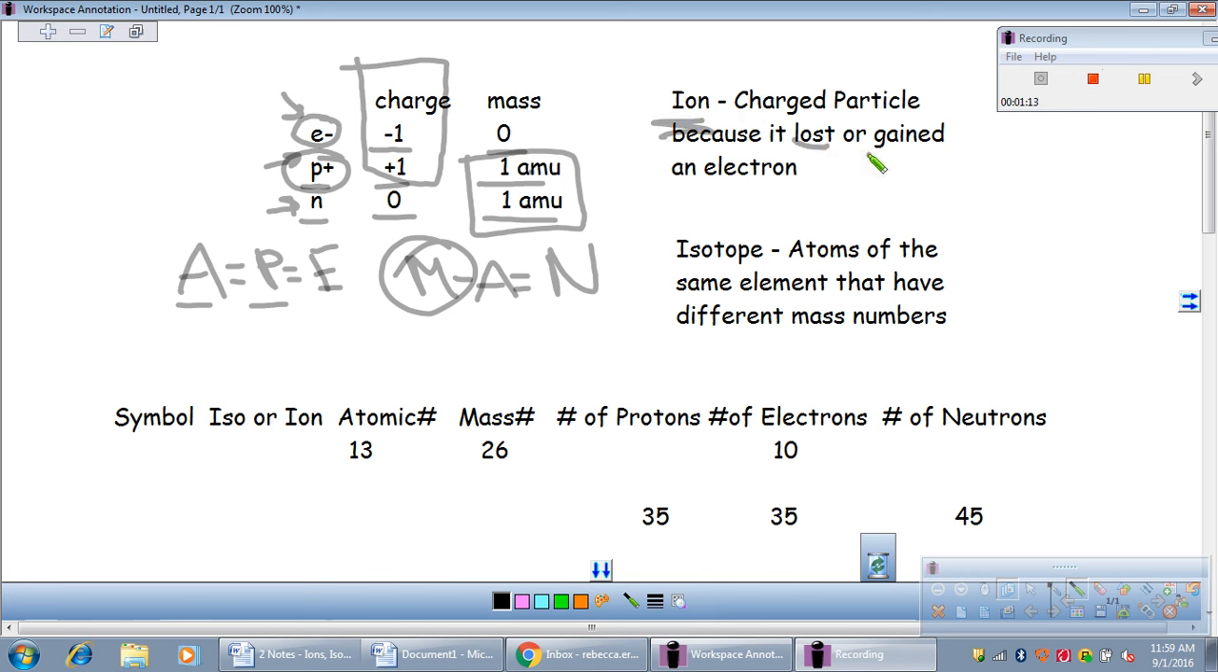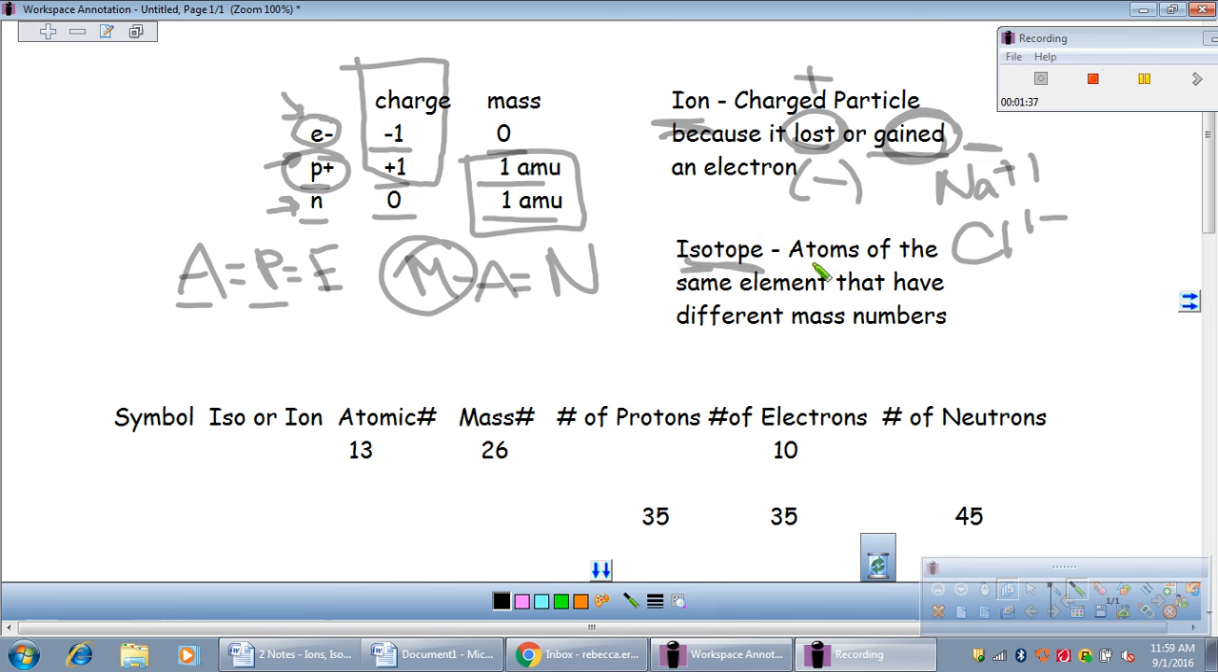An ion is a charged particle. That's because it lost or gained electrons. Remember, electrons are negatively charged. So if an ion loses electrons, it becomes more positive. If an ion gains electrons, it becomes more negative. Metals like to lose electrons, like sodium, becomes +1. And nonmetals like to gain electrons, like chlorine, -1.